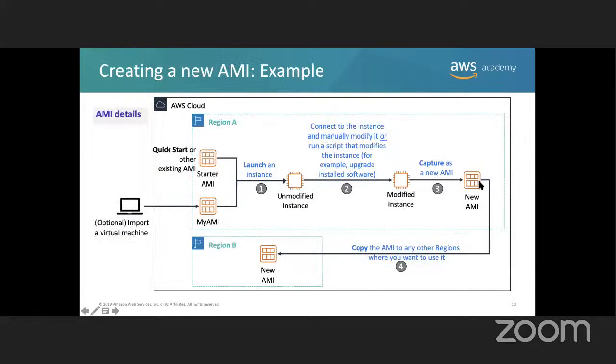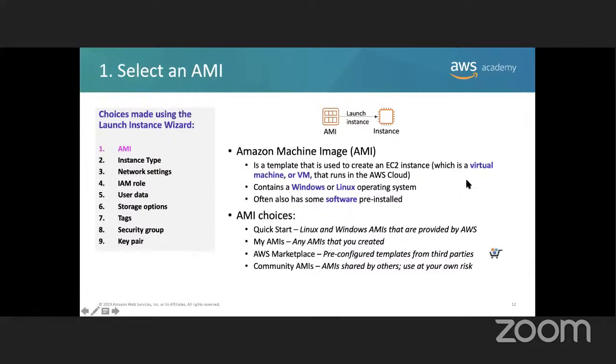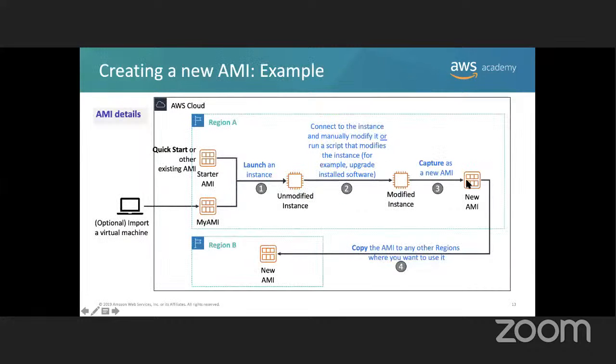So now that you have a new AMI, if you want to use it, let's say that you are in Northern Virginia, US East 1, and you want to use it in Tokyo, in another region, what you have to do is copy that to the new region, and then you can use it there to create an instance in Tokyo, for example.